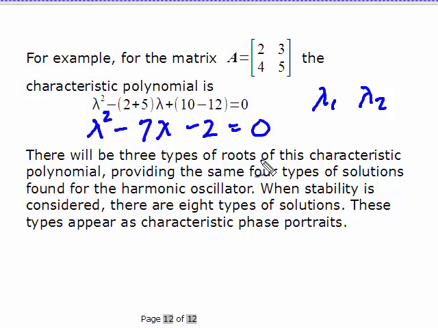And these lead to the different types of patterns that we see in the phase portrait. Before, we just had the underdamped, purely oscillatory, critically damped, and overdamped harmonic oscillator, and now we'll add another 4 to these, and then when we consider all of the stability, we get a few more types.